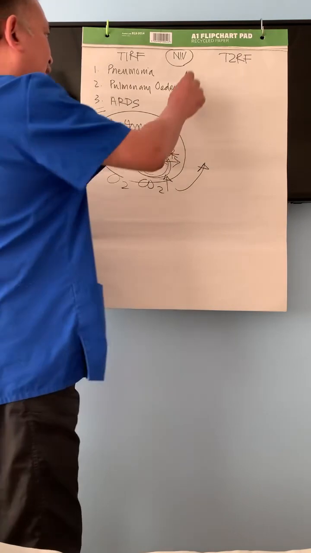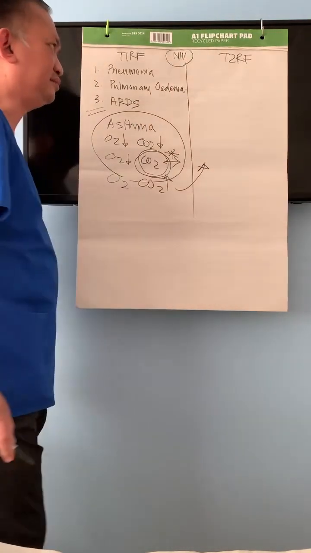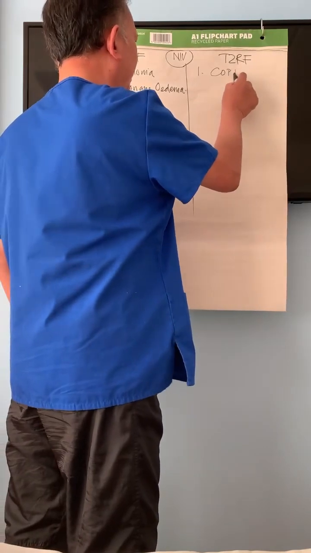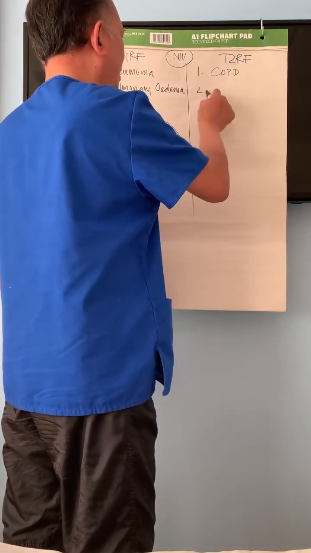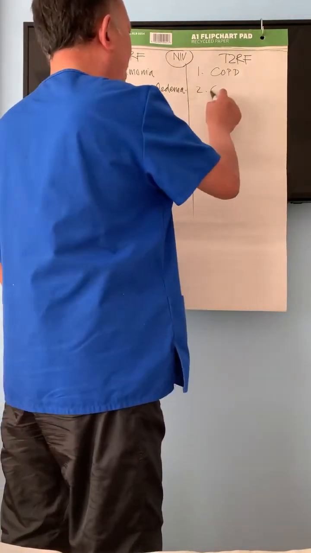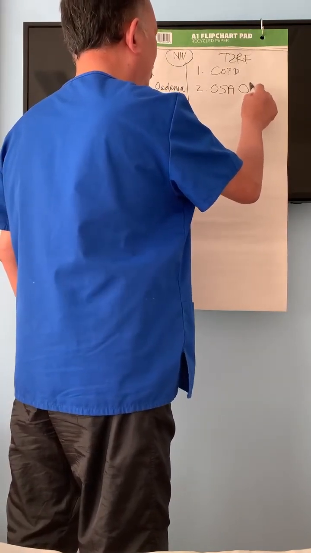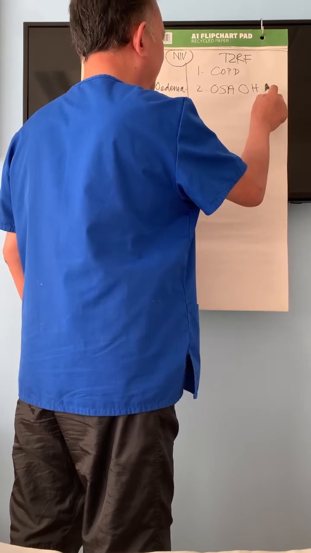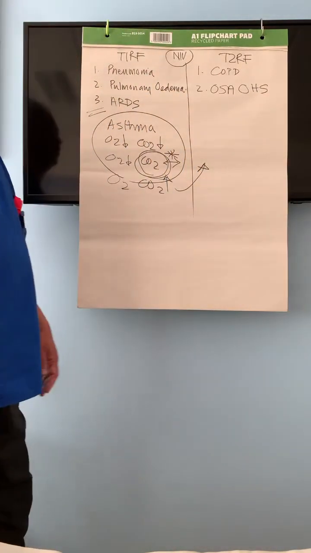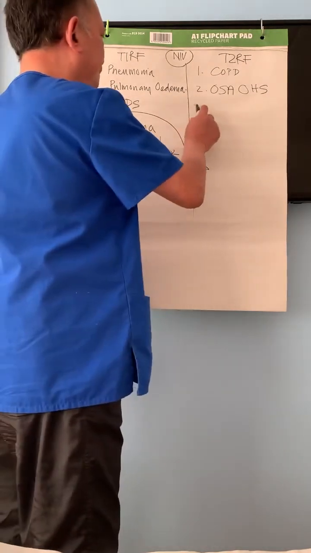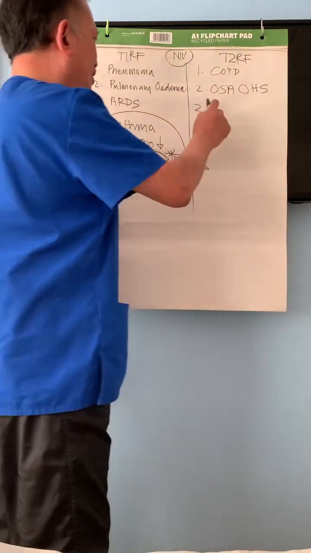So for type 2 respiratory failure, we all know the main indication is COPD, then OSA, obstructive sleep apnea, obesity hypoventilation syndrome, OHS, and other causes of respiratory failure.